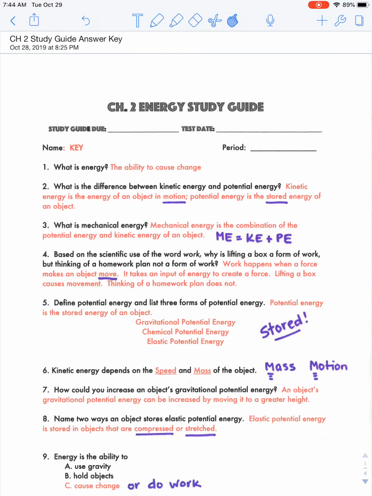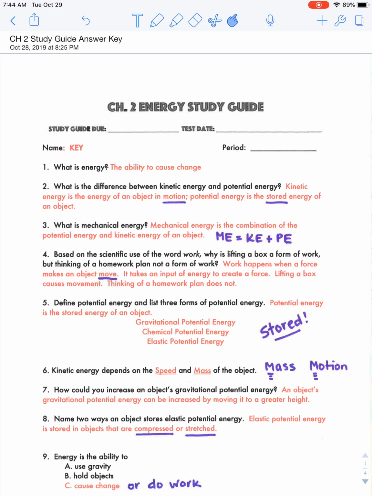Time to go over our Chapter 2 Energy Study Guide for our upcoming test. What is energy? Energy is the ability to cause change. What is the difference between kinetic energy and potential energy? Kinetic energy is the energy of an object in motion. Potential energy is the stored energy of an object.